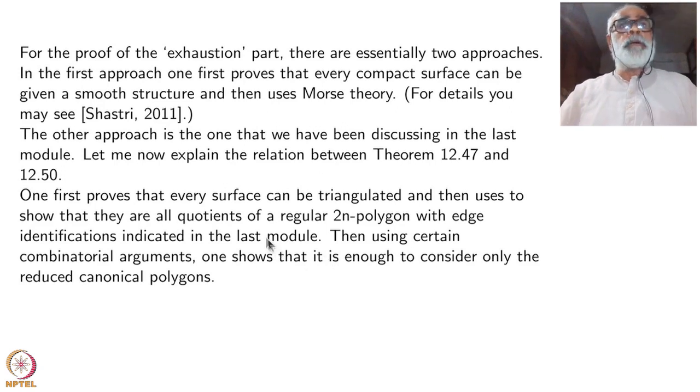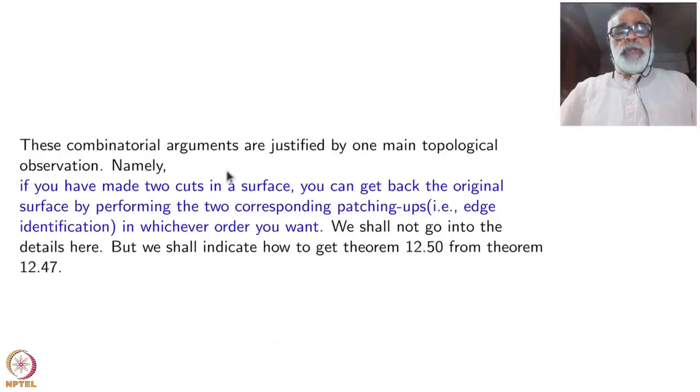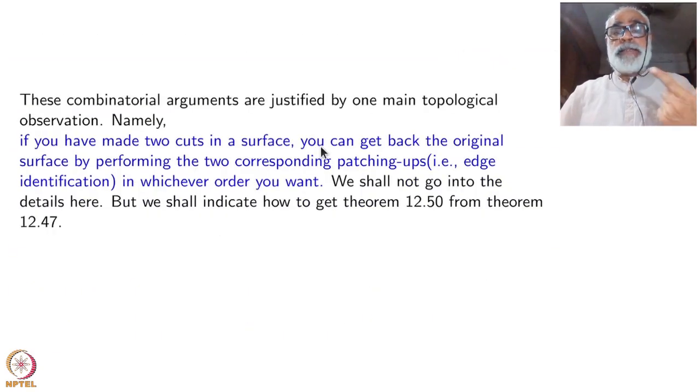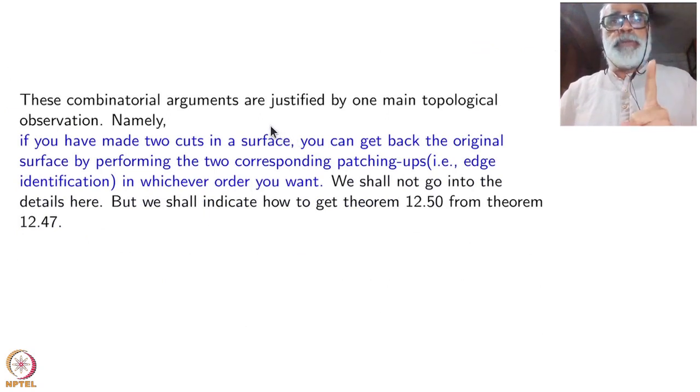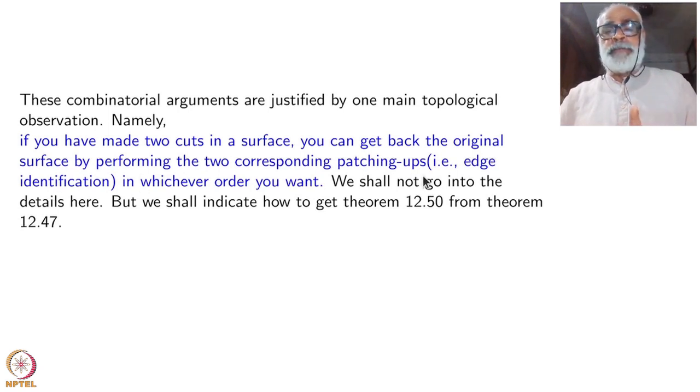That we have done in the algebraic topology course part 2. Also, you can read it from my book on algebraic topology. These combinatorial arguments to cut it down to just canonical polygons, as listed last time, are justified by one main topological observation. What is that? If you have made two cuts in a surface, you can get back the original surface by performing the two corresponding patchings, in whichever order you want.